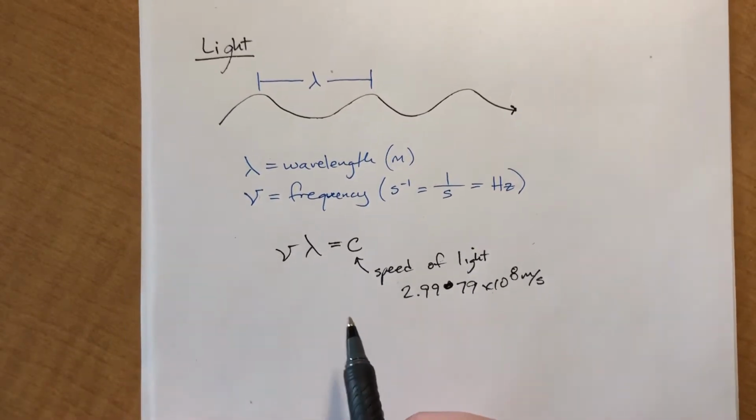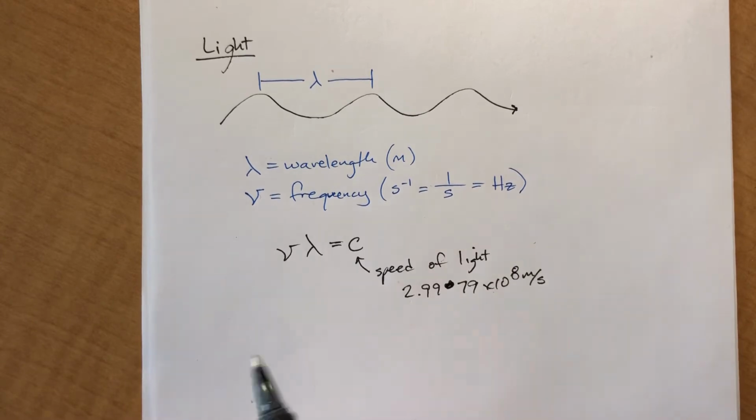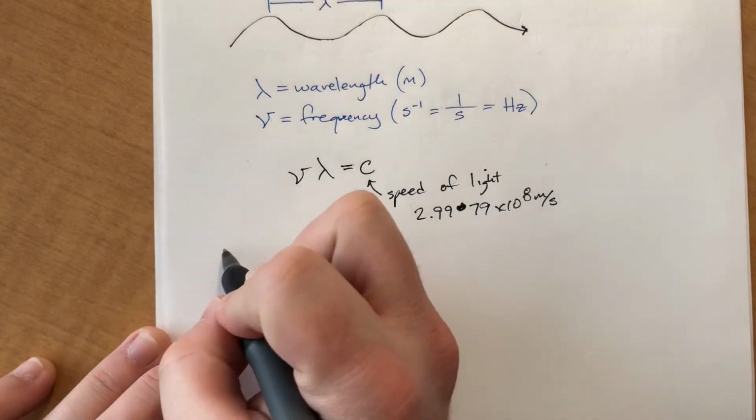So basically, if you know the wavelength of a wave of light, I guess, a beam of light, you could figure out the frequency. If you know the frequency, you can figure out the wavelength. Let's do an example just so you make sure you've got one in your notes.